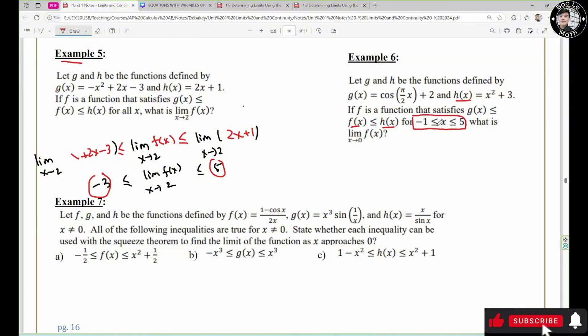So you don't have to worry about this one. This is just the domain, right? What is the limit of function f(s) when s approaches 0? This is what you need to worry about, right?